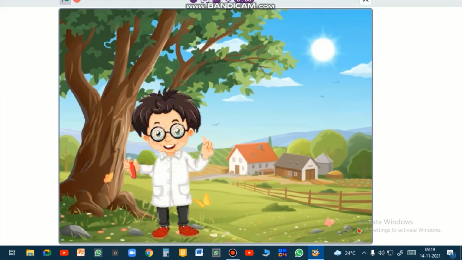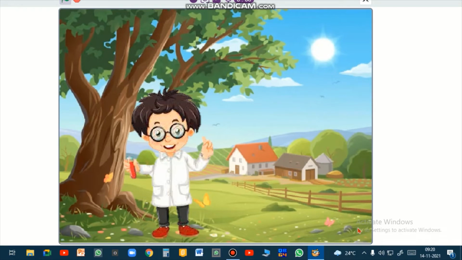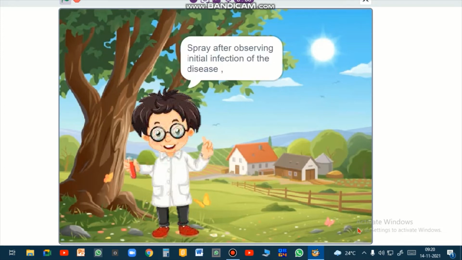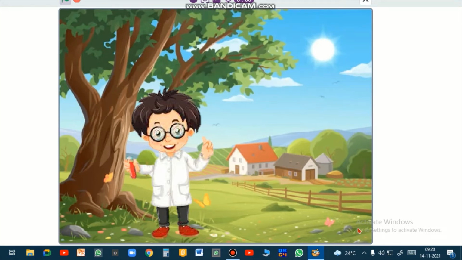Use resistant variety BPT5204. Chemical method. These are all the remedies. Spray after observing initial infection of the disease. Carbendazim 50 WP at 500 grams/Ha, or tricyclazole 75 WP at 500 grams/Ha, or metaminostrobin 20 SC at 500 milliliters/Ha, or azoxystrobin 25 SC. I hope your plant will be soon cured. Thank you.